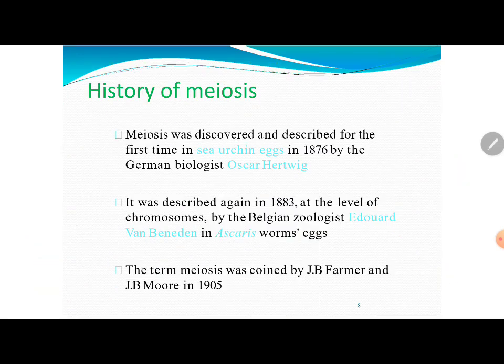Meiosis was first discovered and described for the first time in sea urchin eggs in the year 1876 by a German biologist called Oscar Hertwig. It was described again in 1883 at the level of chromosomes by a Belgian zoologist called Edward van Beneden in Ascaris worms. But the term meiosis was coined by J.B. Farmer and J.B. Moore in the year 1905.